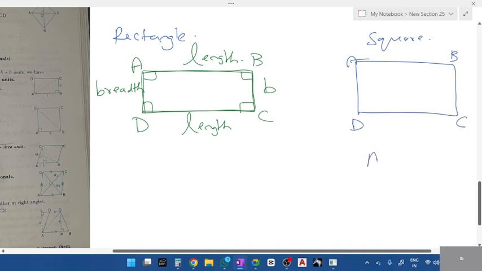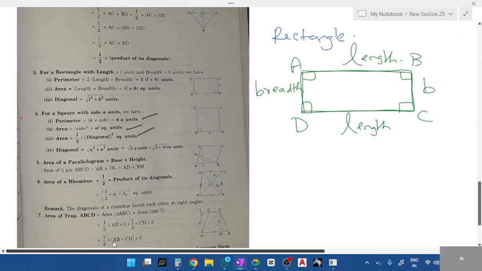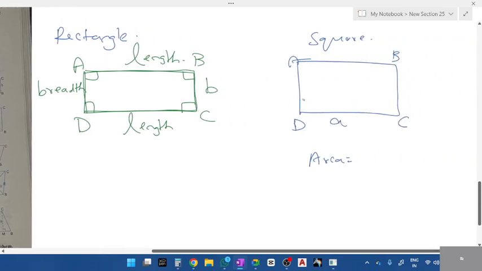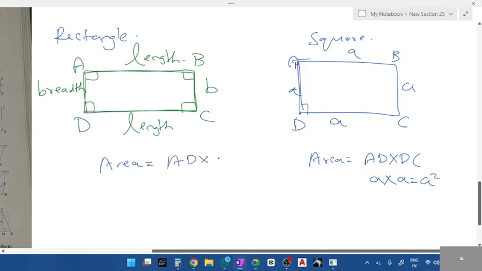Okay. What is the formula for area of a square? What's the first formula we have? Area of a square, A square. Each side we have taken A, right? How did you all get A square? Basically, we multiply two sides. Let me multiply AD and DC. What is AD and DC value? A into A, A square. The same concept we use for rectangle. Multiply any two sides. AD into DC.